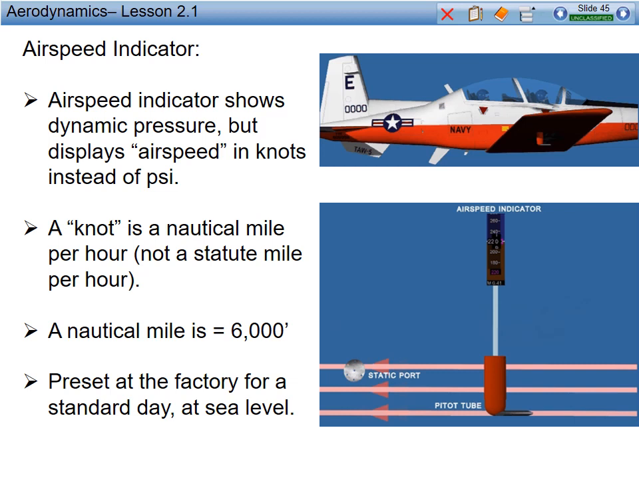The airspeed indicator shows dynamic pressure displayed in airspeed. It is displayed in knots instead of pounds per square inch. A knot is a nautical mile per hour. In aviation, we do not use statute miles per hour. A nautical mile is roughly 6,000 feet. This airspeed indicator is preset at the factory for a standard day at sea level.